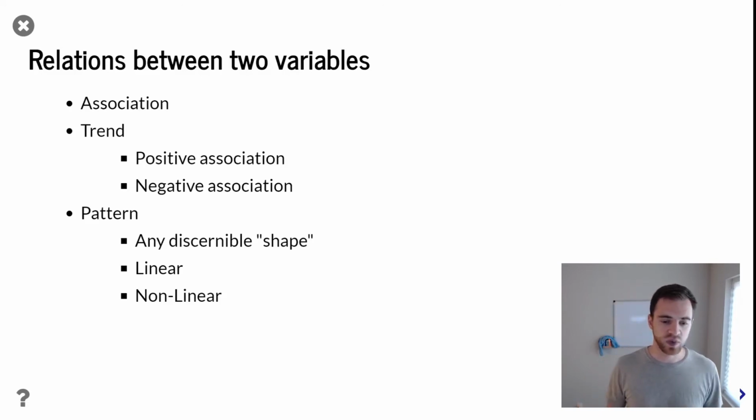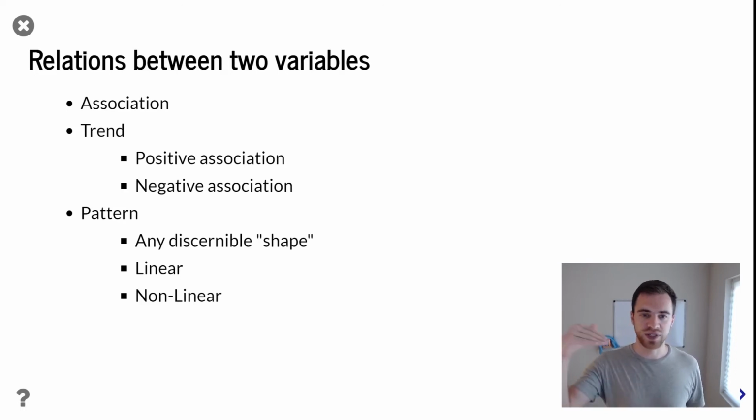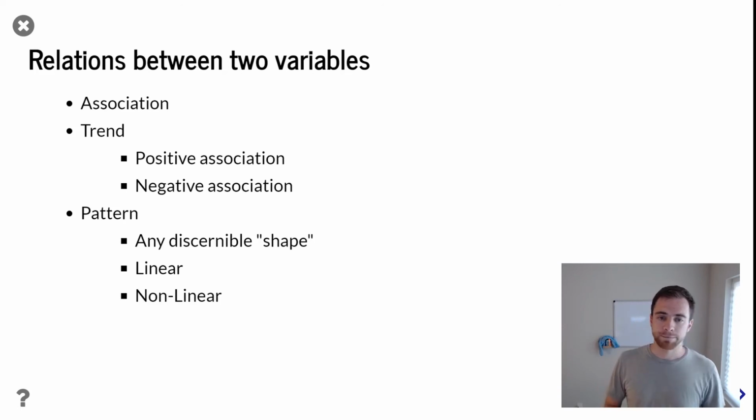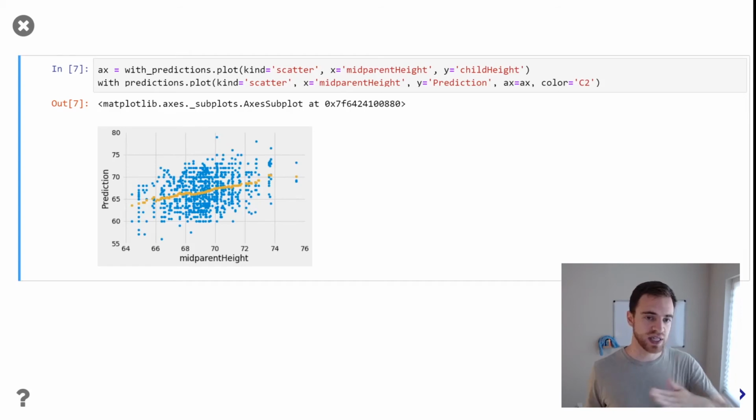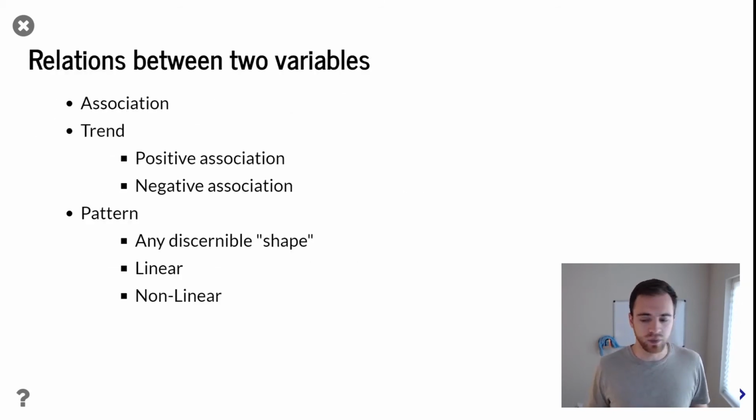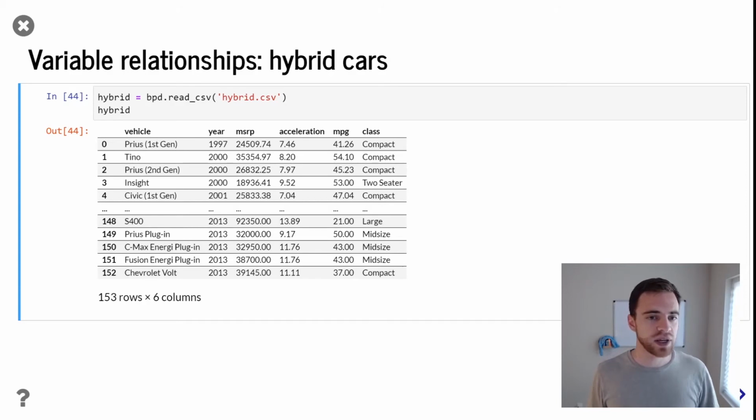So for instance, when the temperature goes up, the number of winter coats sold goes down. Okay. Another word we've used is pattern. Pattern just means any discernible sort of shape to the data. We can have a linear pattern. That's what we saw here. It looks like a line, a straight line. Or we could have a nonlinear pattern, which looks like something other than a straight line, as we'll see in a second. So let's take a look at another data set.